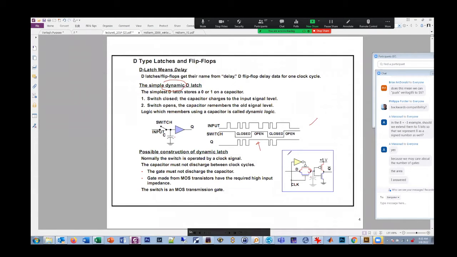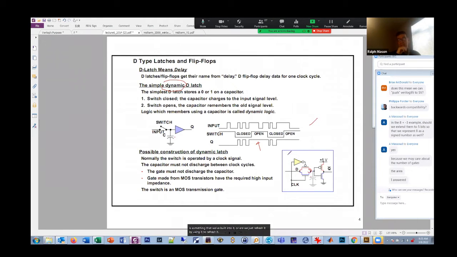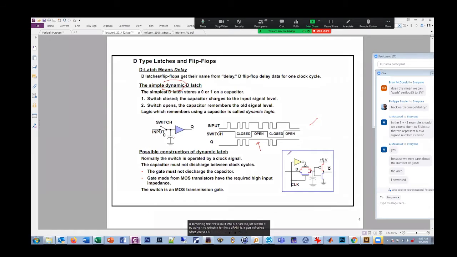So for refresh, I know in the case of dynamic memory we have to refresh it once in a while, but is that something we built into it, or do we just refresh it by using it? You refresh it for a DRAM. It gets refreshed when you use it, but it also has a little built-in circuit that automatically refreshes it if you haven't used it. Okay. Yeah.